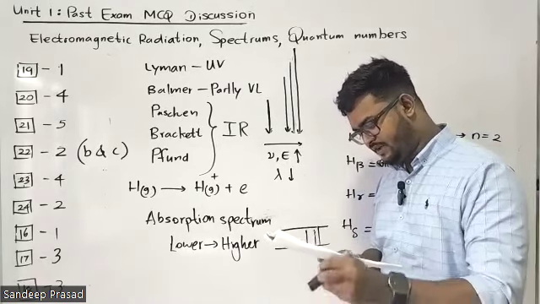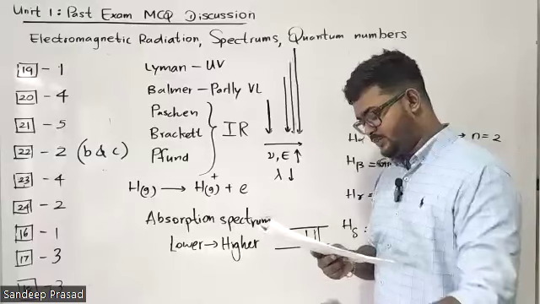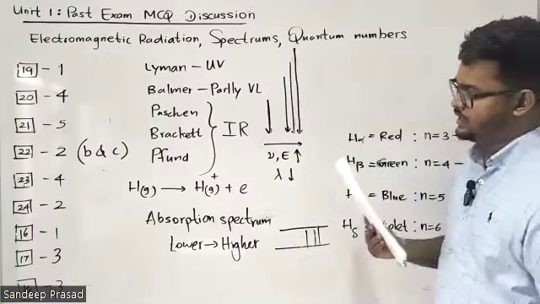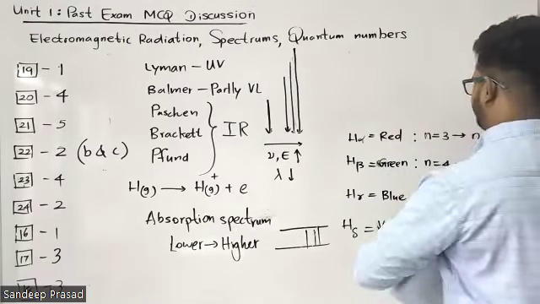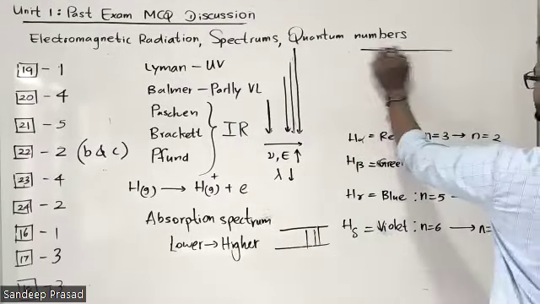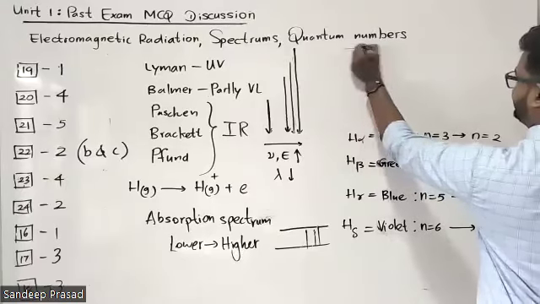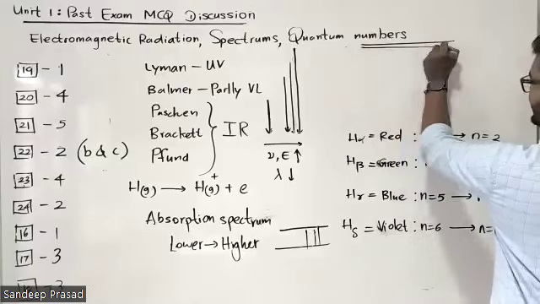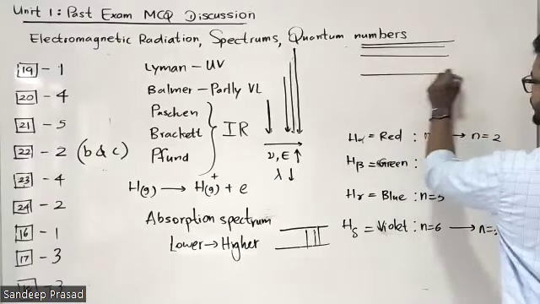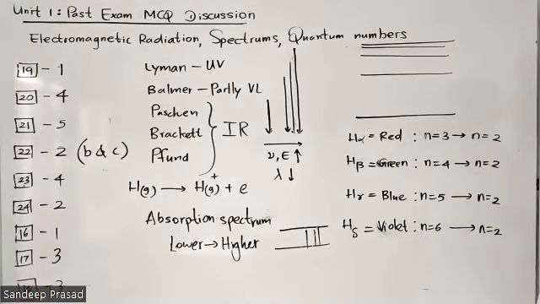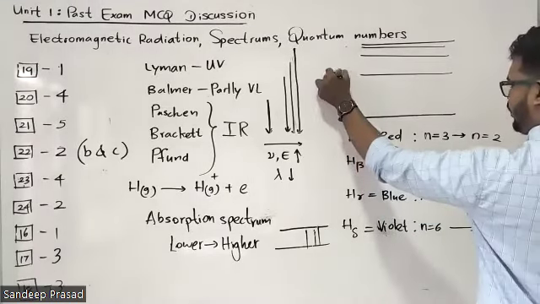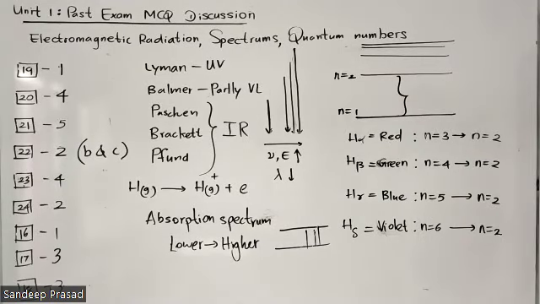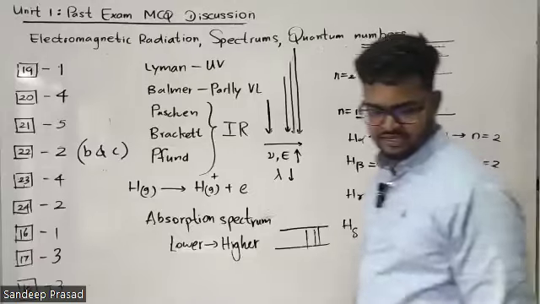The energy difference between n equal 2 and n equal 1 level is smaller than the energy difference between n equal 3 and n equal 2. Remember students, in the energy level diagram, when you consider two consecutive energy levels, the highest gap is always obtained between 1 and 2. Understood? The highest gap.